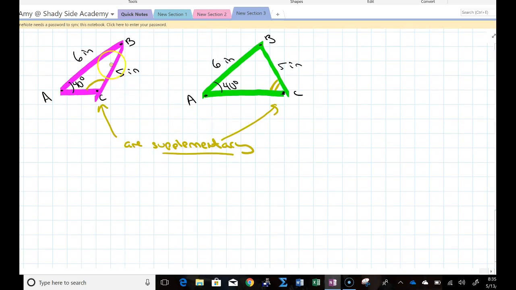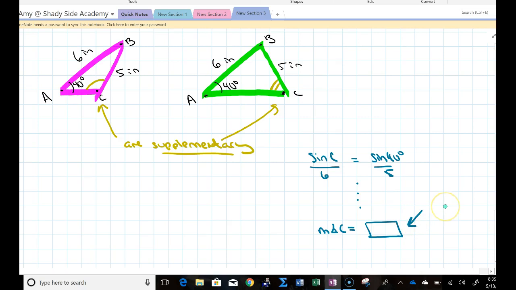All right? If you look at this, I'm going to use the law of sines and take out your calculators, although they're probably out. Sine of C over 6 equals the sine of 40 degrees all over 5. Go ahead and solve for angle C. The measure of angle C equals what? I want someone to answer this question. Why is it, when you use your calculator, why is this angle acute? Why must it be acute?